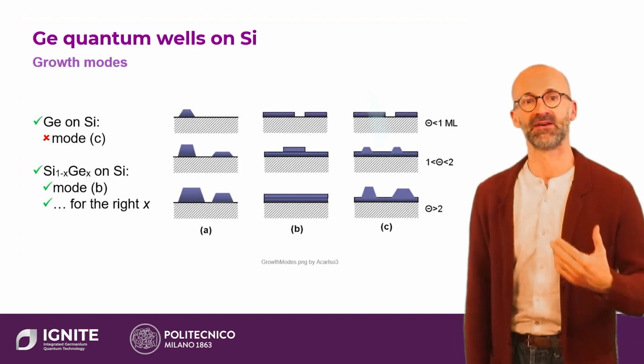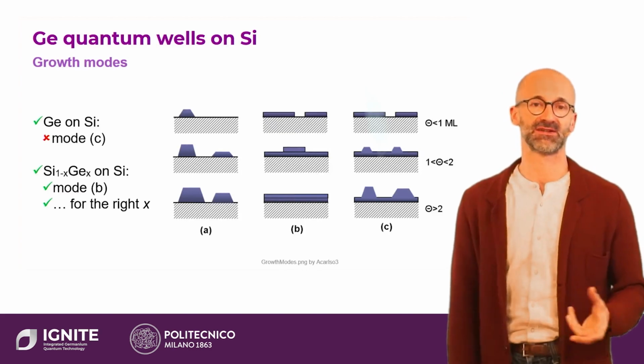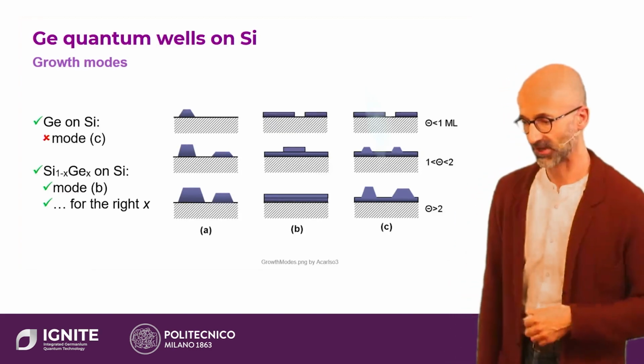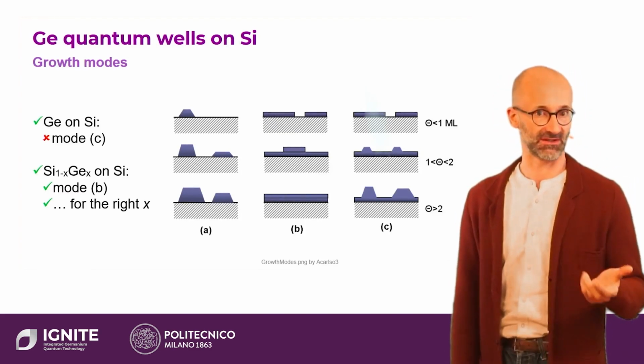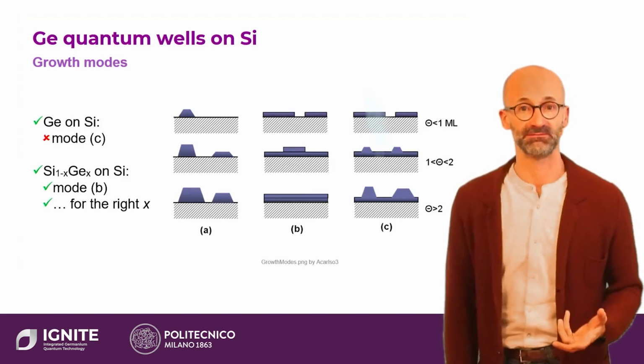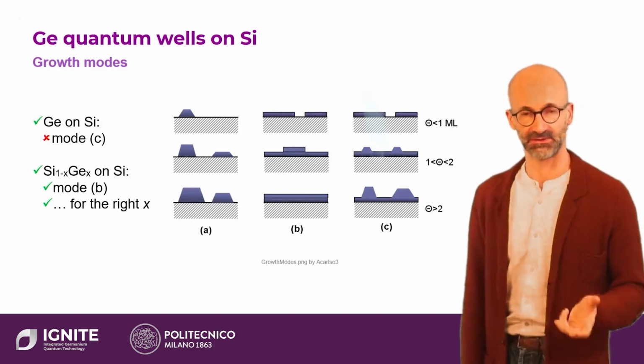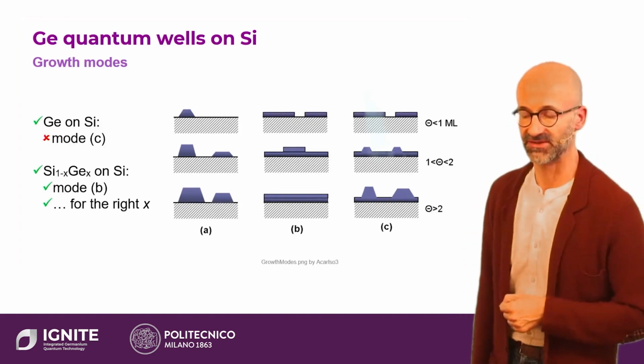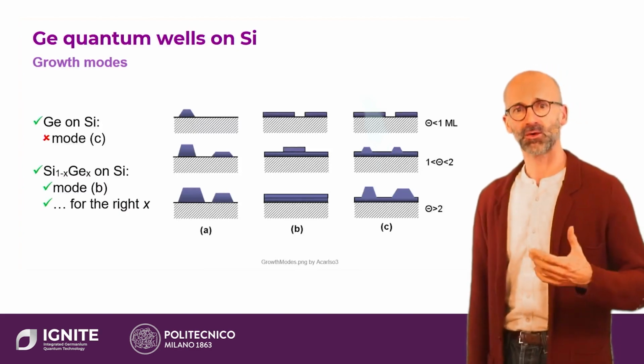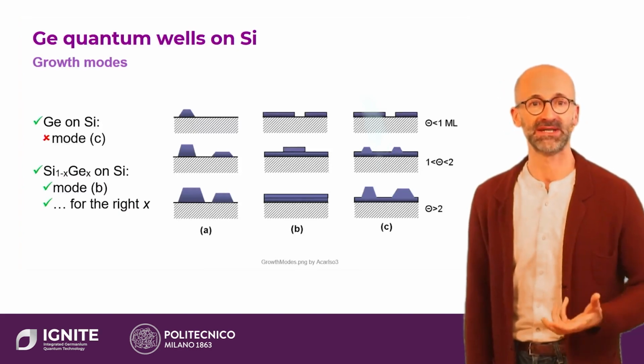However, if you put germanium directly on silicon, you actually get mode C. This is called the Stranski-Krastanov mode. And in some cases, this is an application that you're looking for because you're looking for self-assembled quantum dots. Our quantum dots are not self-assembled. They will be defined, as will be described in other parts of this course. So we want growth mode B.